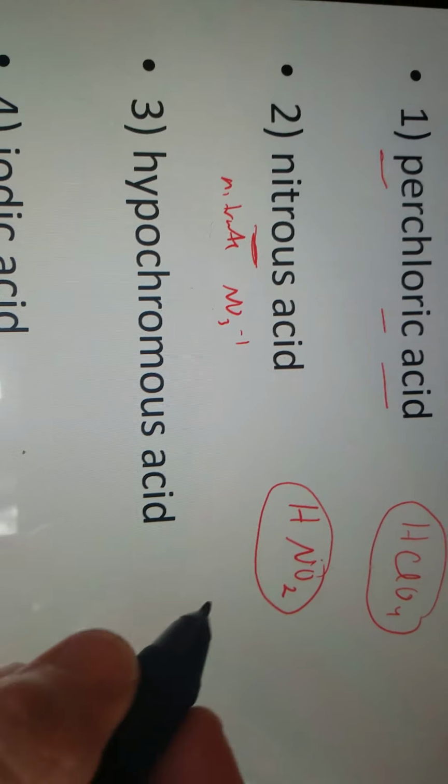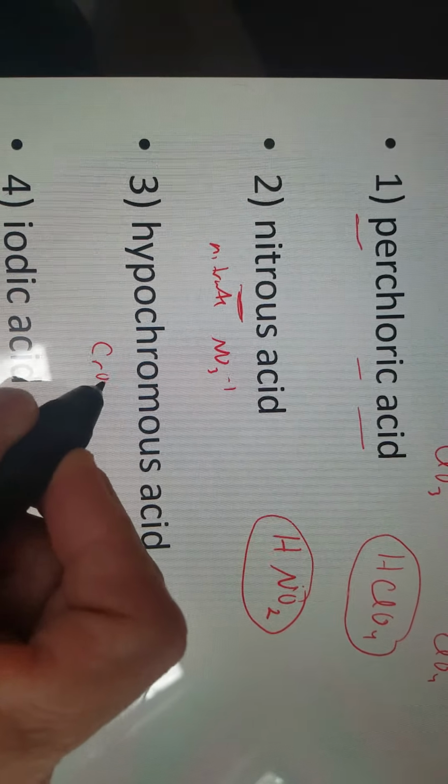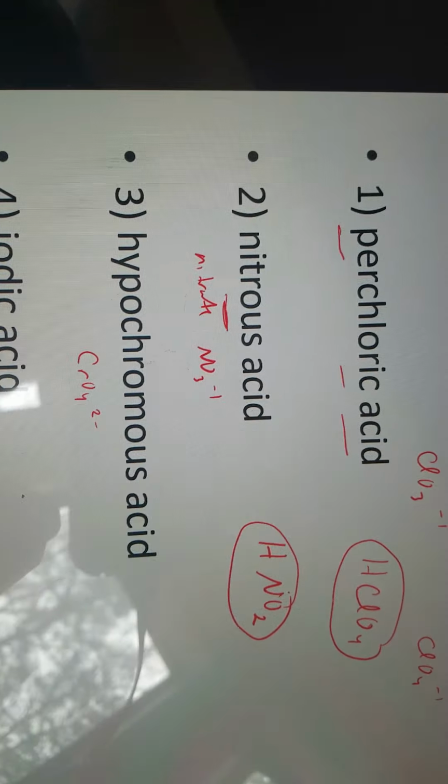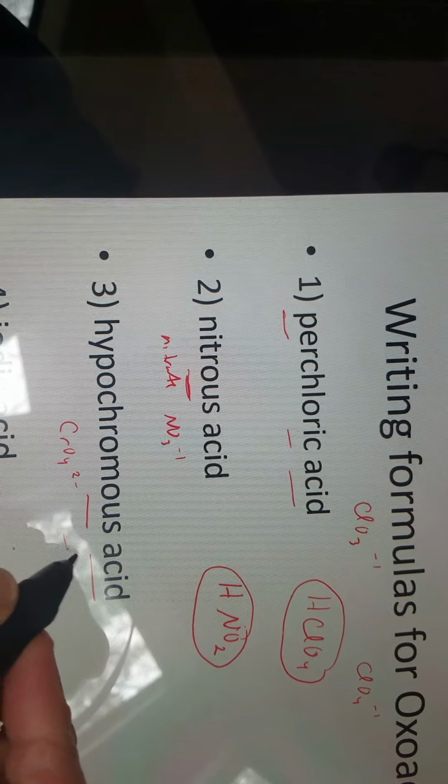On this one, I have hypochromous acid. So for my chromous, that would be the chromate ion. The chromate ion is CrO4 with a -2 charge. If it's got OUS acid, that means I've lost one oxygen.